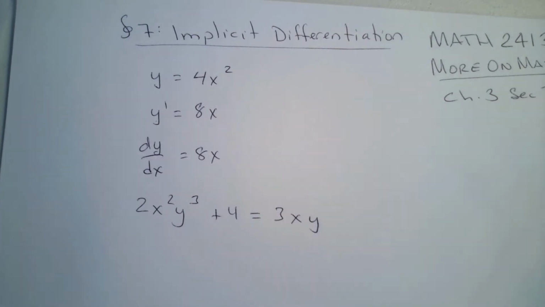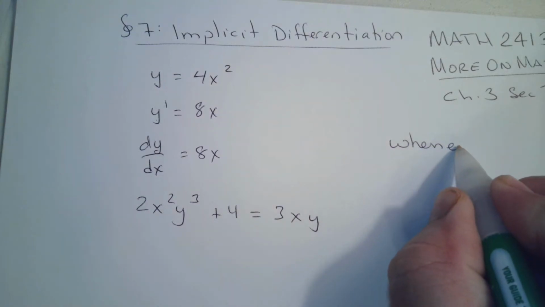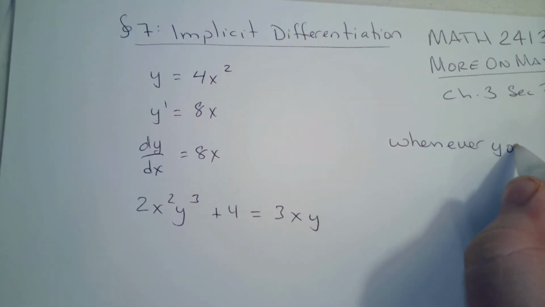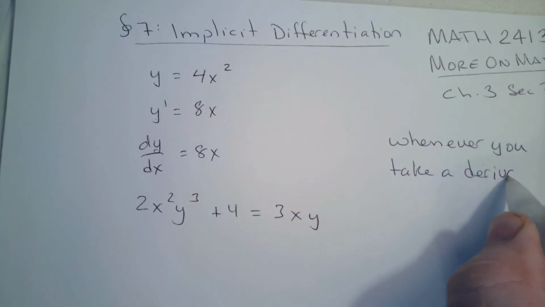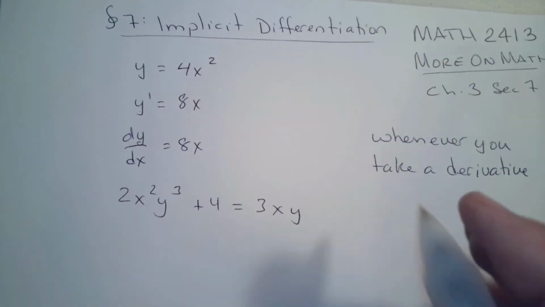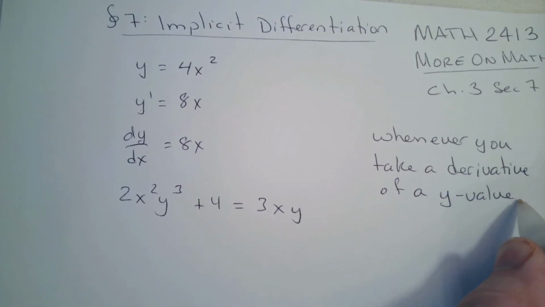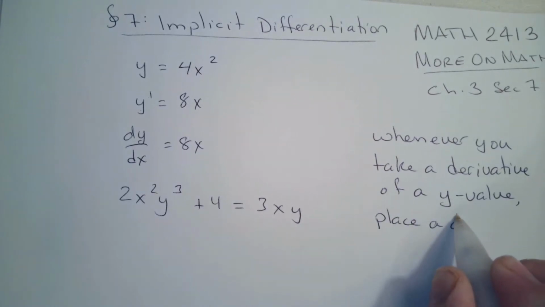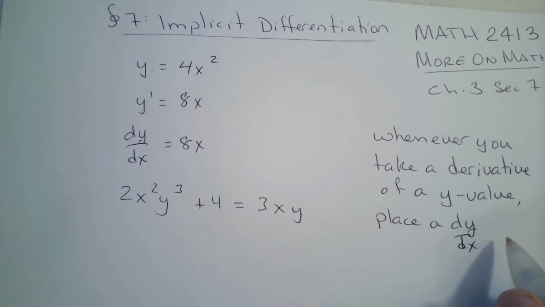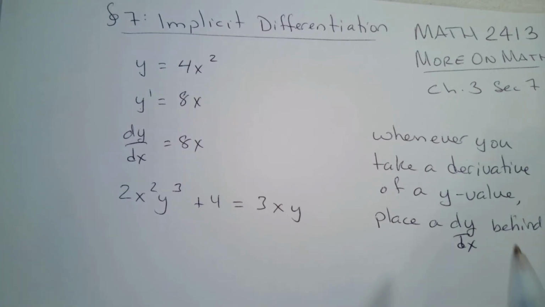So when we do this, we're going to use the same rules. We're going to use the chain rule, the product rule, the quotient rule. But the only difference: whenever you take a derivative of a y value, place a dy/dx behind it.